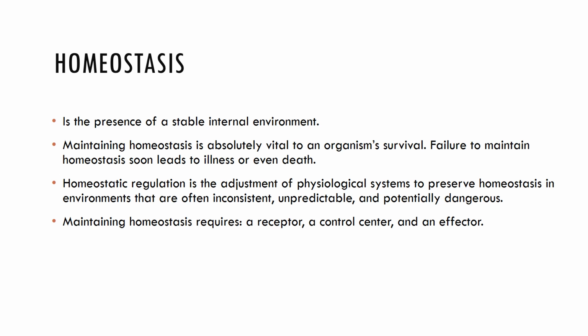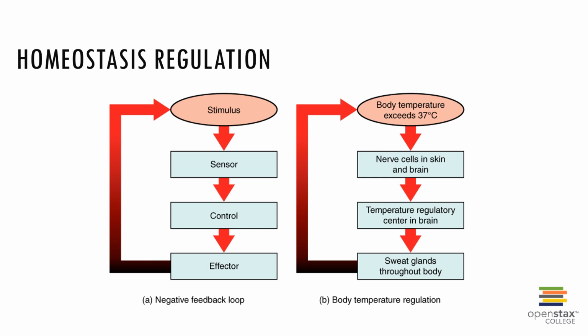Now, let's look at an example of this. So, the receptor is also known as the sensor. It detects changes in either the internal or external environment, or stimulus. The control center receives and processes that information supplied by the receptor and sends out a command. And that command goes to the effector, which responds to the commands by opposing the stimulus.